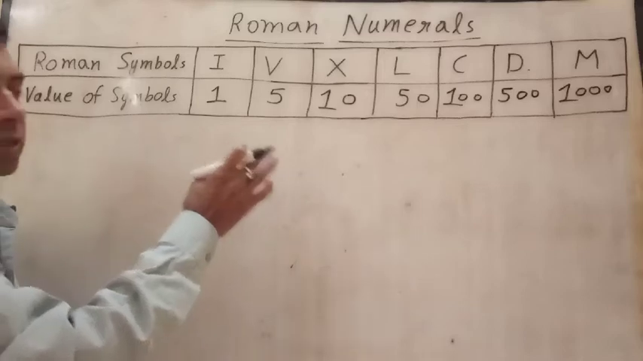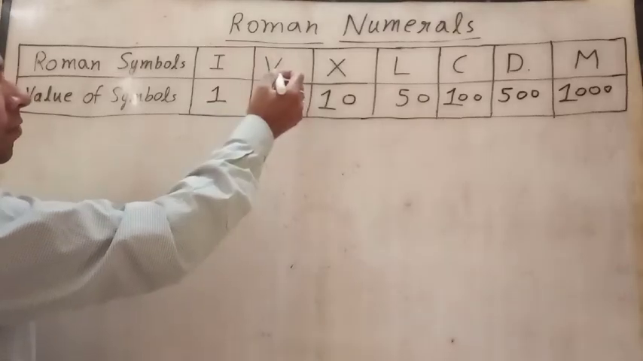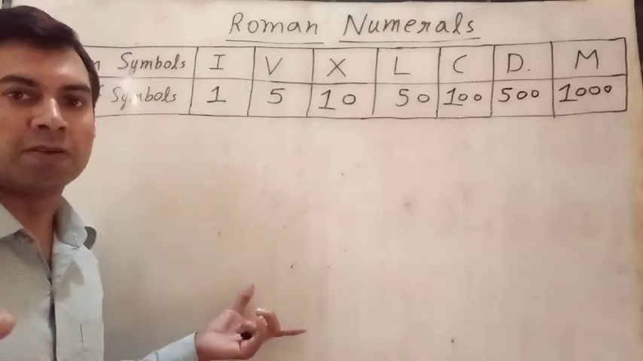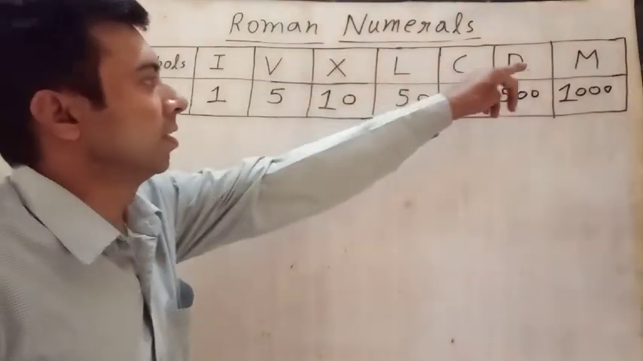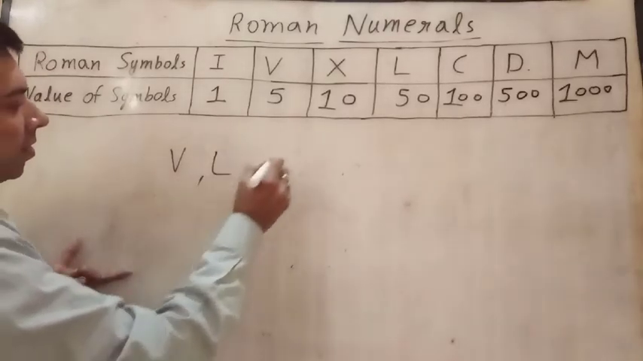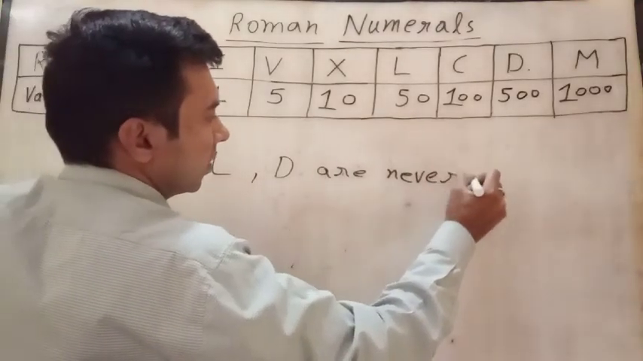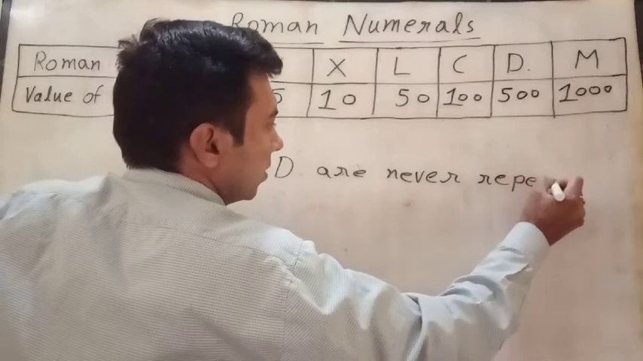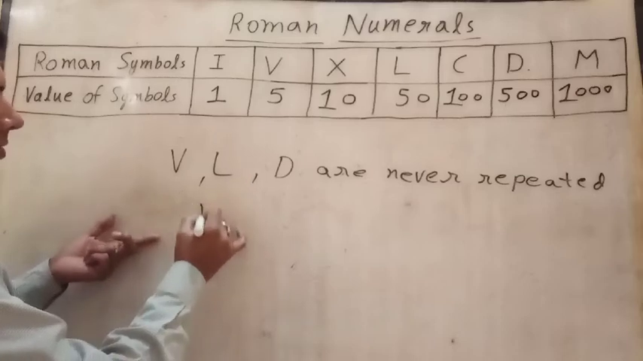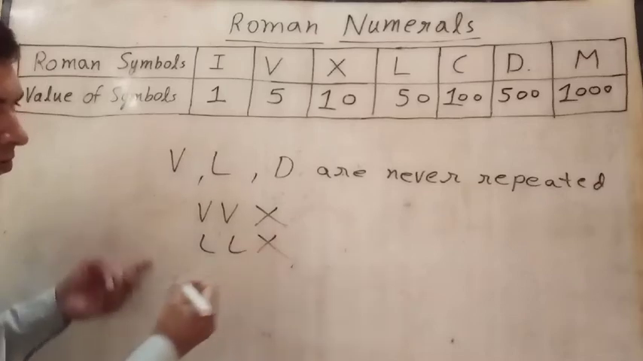But there are terms and conditions for how to write Roman numerals. Students, see, V, L and D are never repeated. If you see them repeated anywhere, then it is wrong.